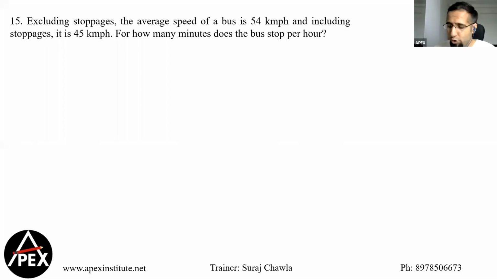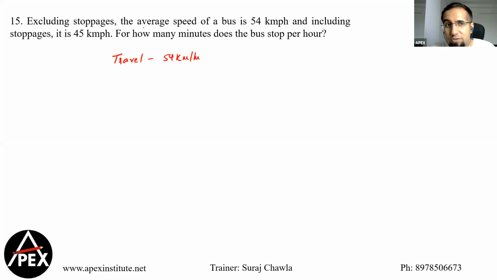Yeah, let's see this, guys. So it says that excluding stoppages, the average speed of a journey is 54 kilometers an hour. Including stoppages, the average speed is 45. Excluding stoppages means non-stop. Non-stop means, can I say travel speed? Okay. So if the train is continuously traveling, the travel speed is 54 kilometers an hour.